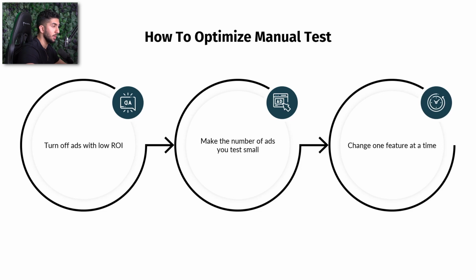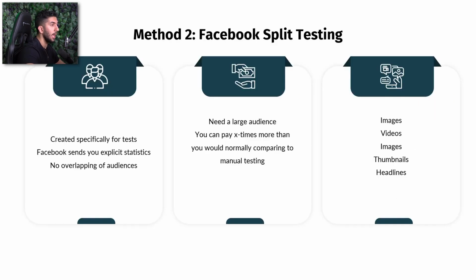So how to optimize the manual test: turn off the ads with low return on investment, which is ROI, guys. But with the new update, as I said before, you have to look at the metrics that I did. But this one works as well, but please don't judge your winning creatives based on purchases. Please don't do that. And method 2 will be Facebook split testing.